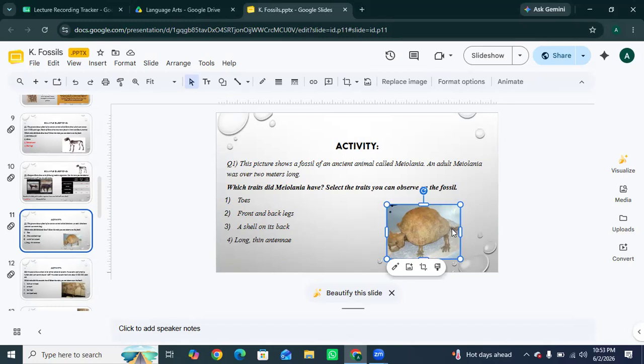Looking directly at the fossil photograph, you can observe a large, heavy dome-shaped shell covering the animal's body. You can also clearly see the limbs extending out from beneath the shell to support it. Individual toes are not clearly defined on the fossil structure, and reptiles do not possess insect-like antennae.